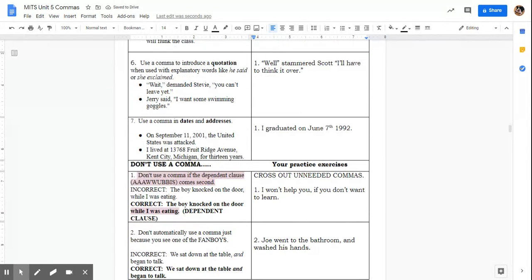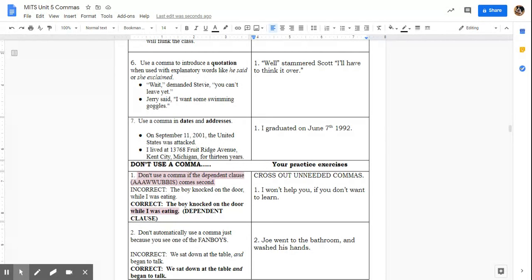Okay. Number 6, use a comma to introduce a quotation when used with explanatory words like he said or she exclaimed, such as "Wait," demanded Stevie, "you can't leave yet." Okay, so let's look at this practice exercise. "Well," stammered Scott, "I'll have to think it over."